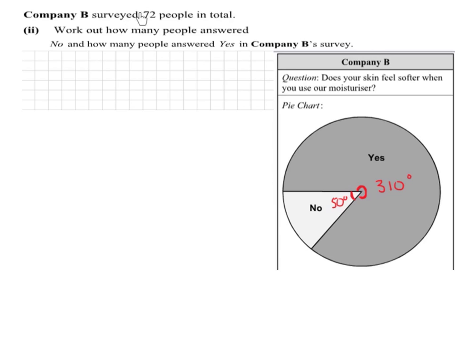Company B surveyed 72 people in total. Part 2. Work out how many people answered no and how many people answered yes in Company B's survey. So we're going to have to use these angles that we just figured out a minute ago. So 310 degrees of our pie chart represents yes, and 50 degrees of our pie chart represents no.